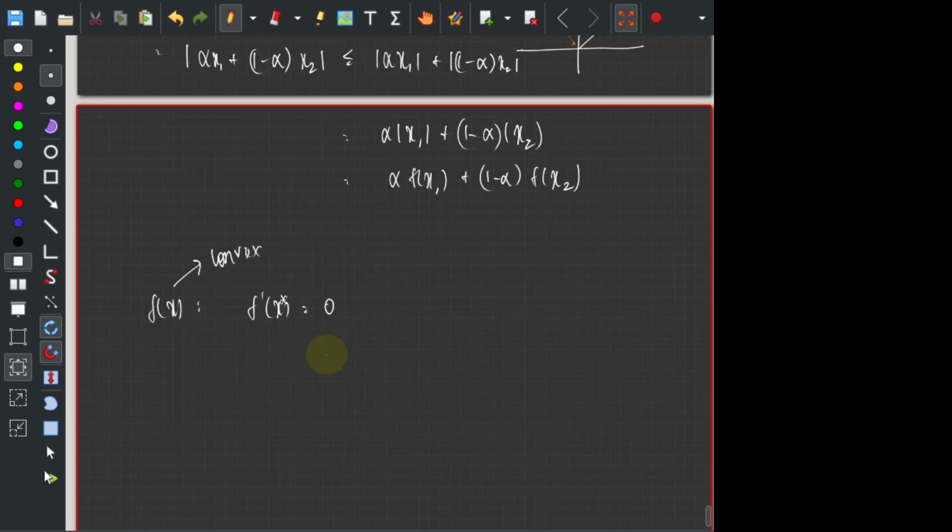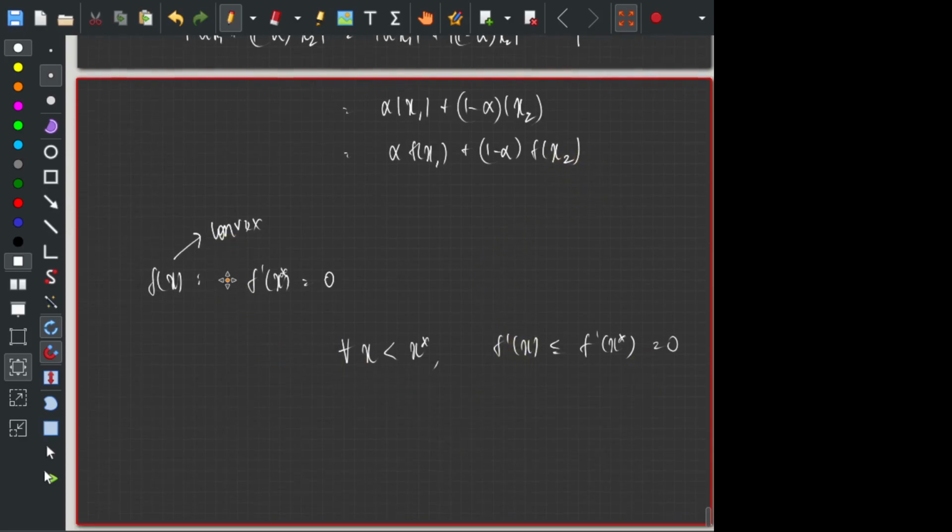Okay. So I know that for all x which is less than x star, the slope is less than the slope at x star, right? And at this point it's equal to 0, which must mean that for all x less than or equal to x star, f of x should be a non-increasing function.